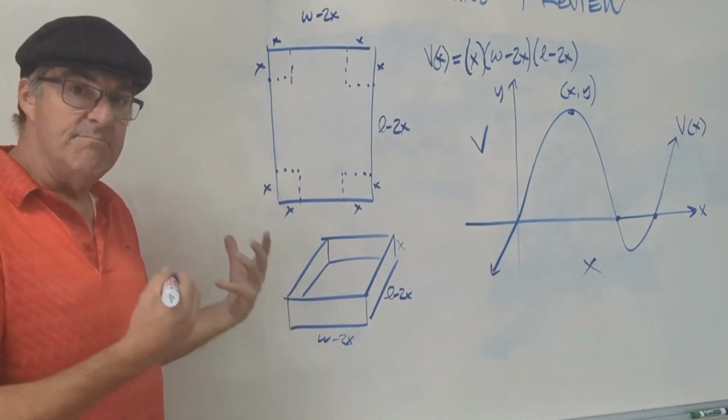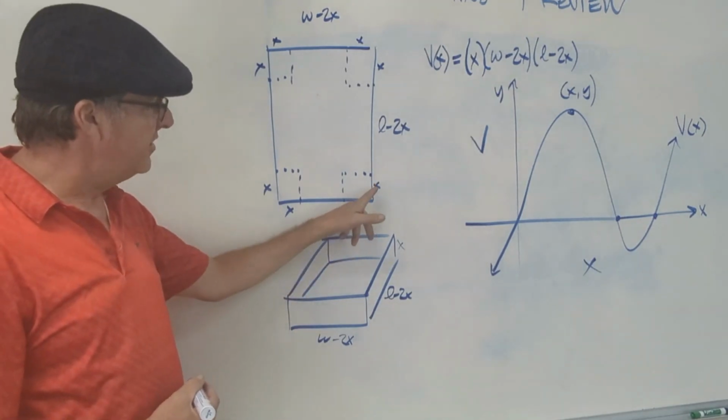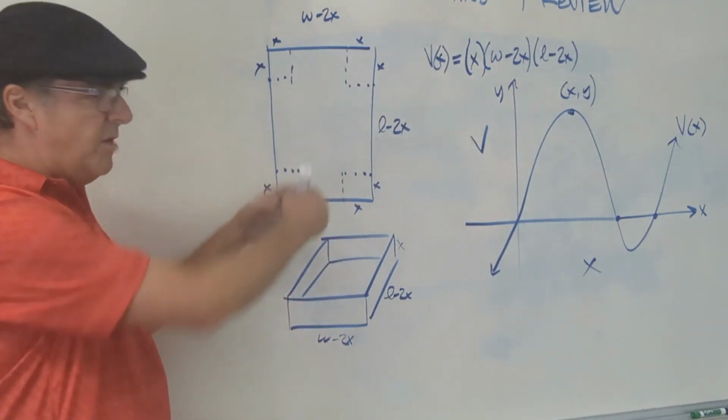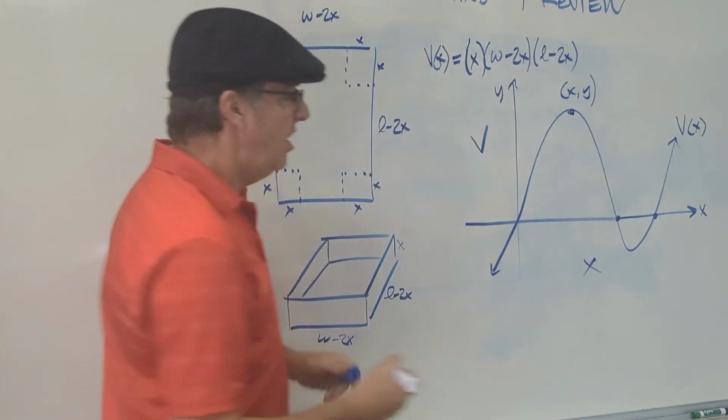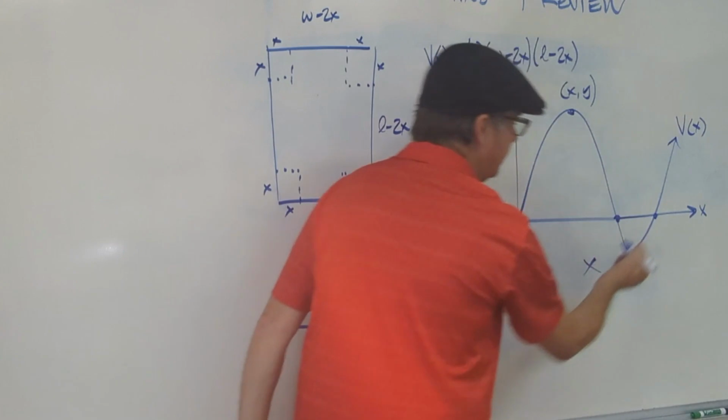Now, as you start cutting more and more out of the corners, that box is getting really, really tall, but it's also getting really narrow. And so the volume starts decreasing all the way down to 0 here.